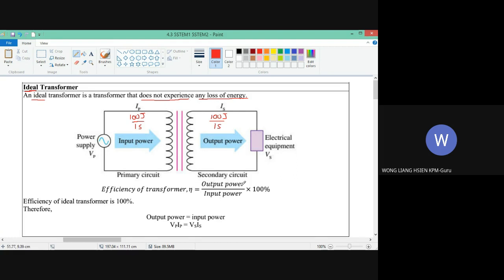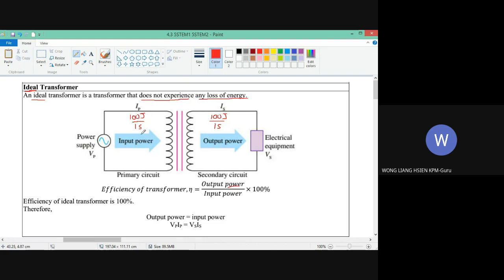You see here we say power, because we don't say energy. The total energy that is transferred depends on how long you turn on the transformer. The longer you use the transformer, the more energy there will be. So that is why we discuss this in terms of power.